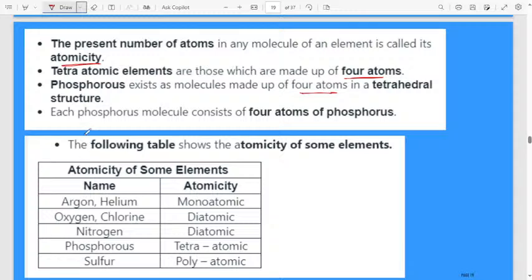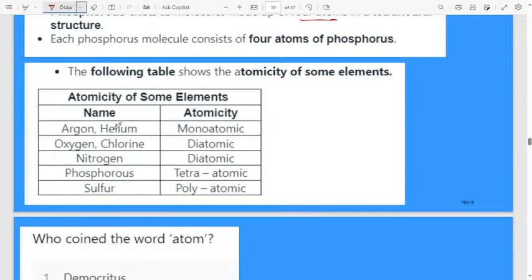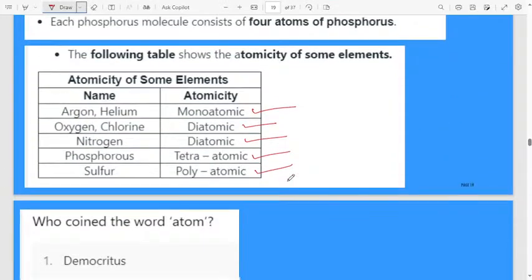Okay, next, atomicities of some elements I have given in the list here. Argon, helium monoatomic; oxygen, chlorine diatomic; nitrogen diatomic; phosphorus tetraatomic; sulfur polyatomic. Remember, very important question. Easy concept.